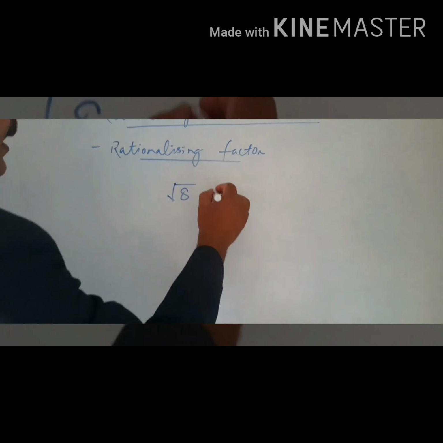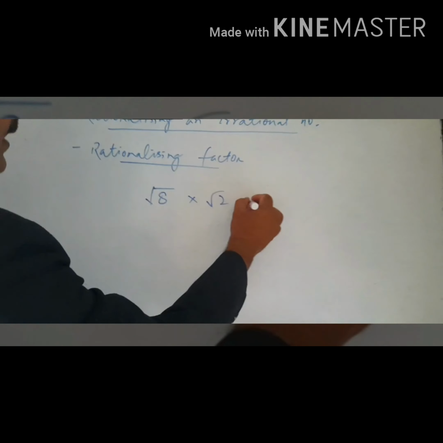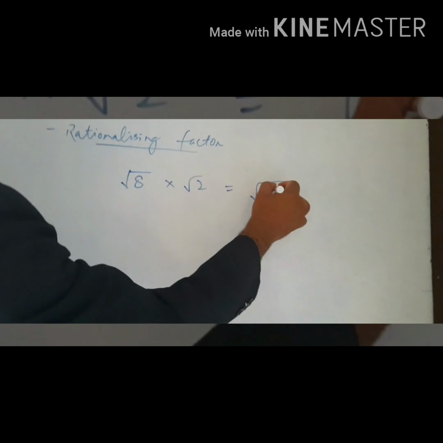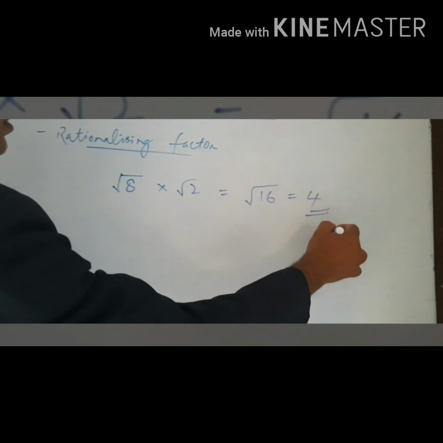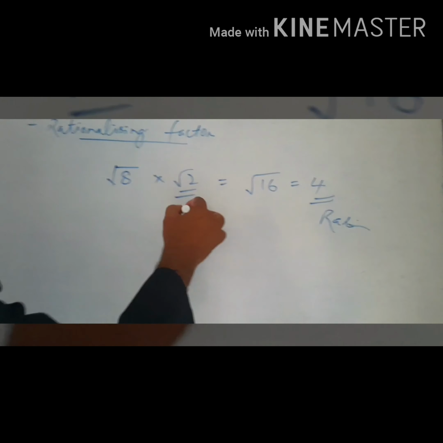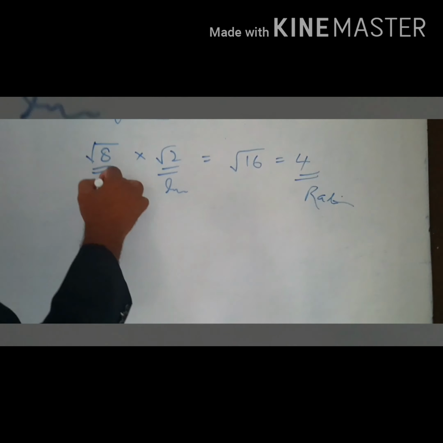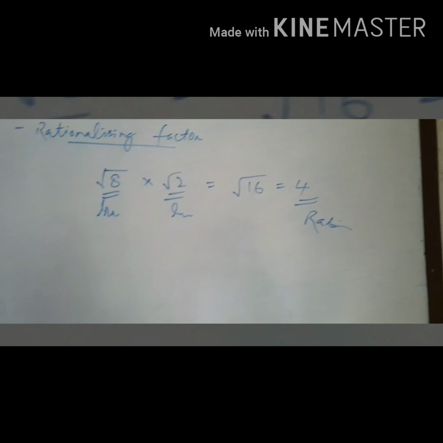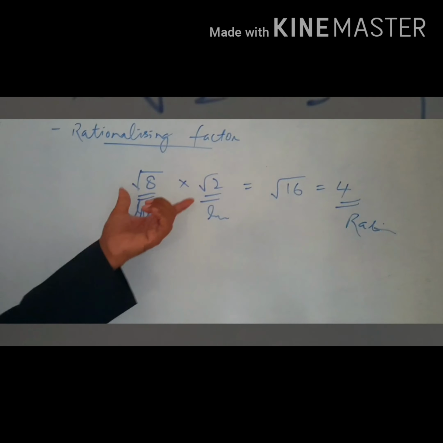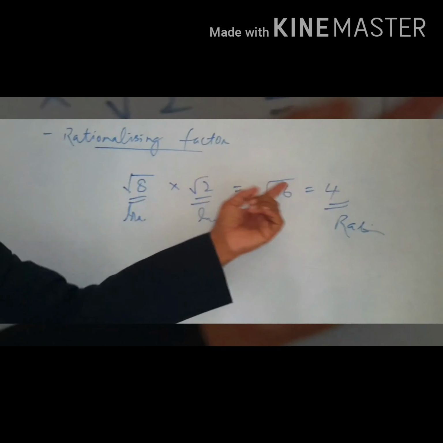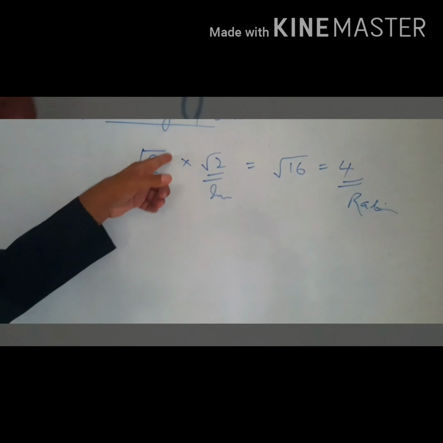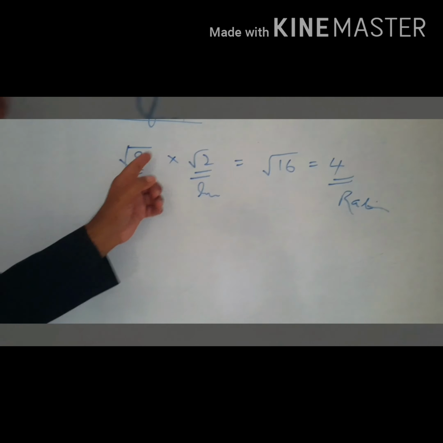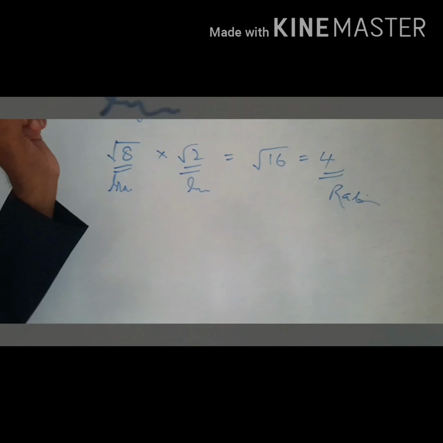Suppose I multiply by root 2 and it comes root 8 into 2, that is root 16, and gives 4. Now you see, this is rational, this is irrational, this is irrational, meaning two irrational numbers are multiplied and the product is coming rational. That means root 8 has its rationalizing factor root 2.